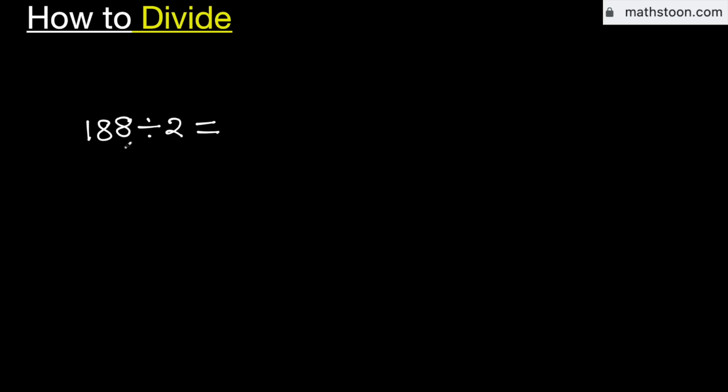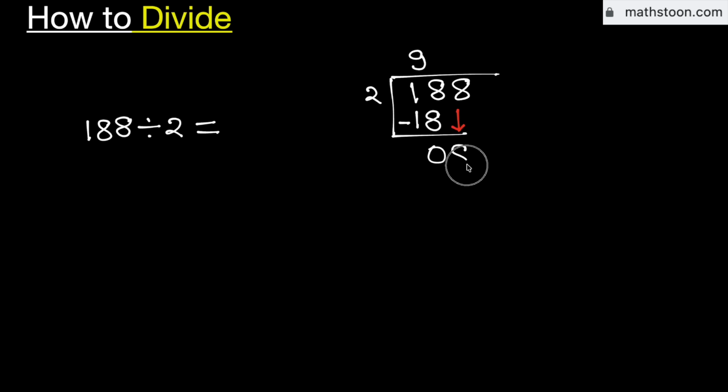Let's learn how to divide the number 188 by 2 using the long division method. See that 1 is less than 2, so we will consider the number 18. We know that 2 times 9 is equal to 18. Subtract, we get 0. Now this 0 is less than 2, so we will bring down this adjacent 8 here.